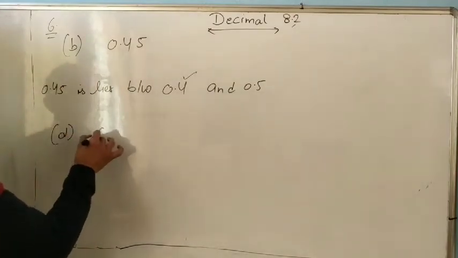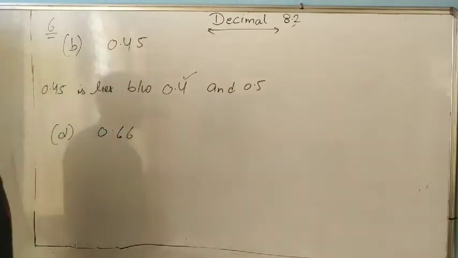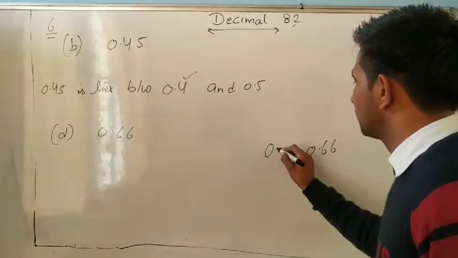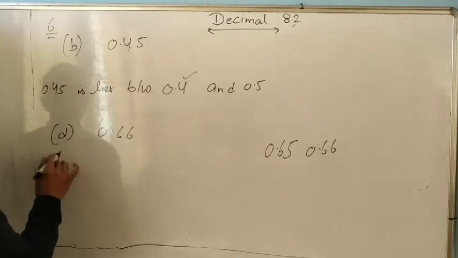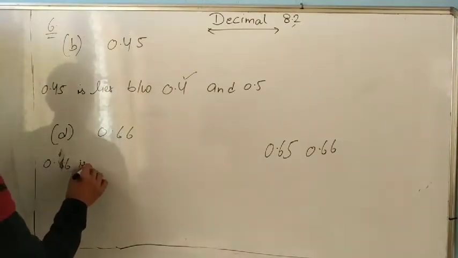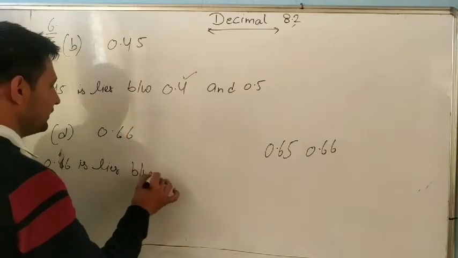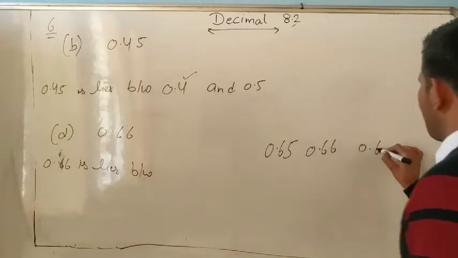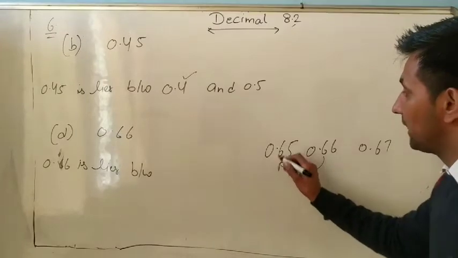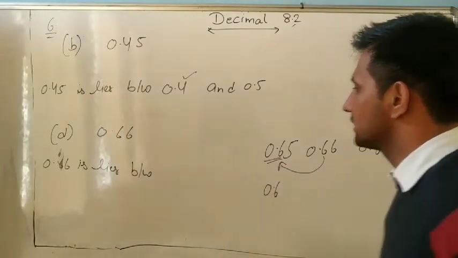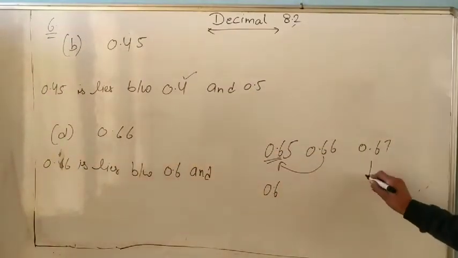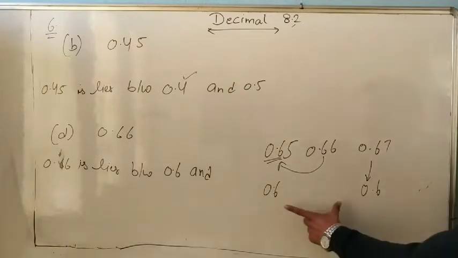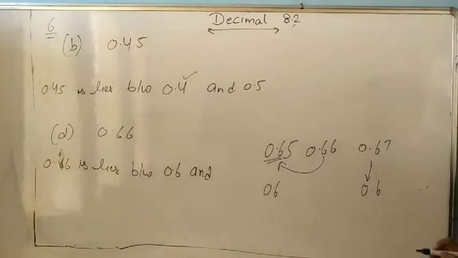One more part. It is D part. 0.06. So 0.06, it is 0.66. Before this one 0.65, and we have to take in this part: 0.66 lies between, and it is 0. So before this one, what will come? Up to 10th place. What is up to 10th place? 0.6. So between 0.6 and, but after this one, what is it? It is also 0.6. Is it possible for any number to lie between 0.6 and 0.6?